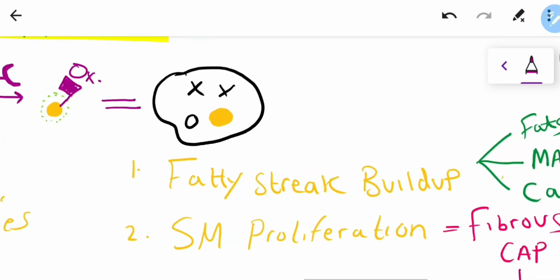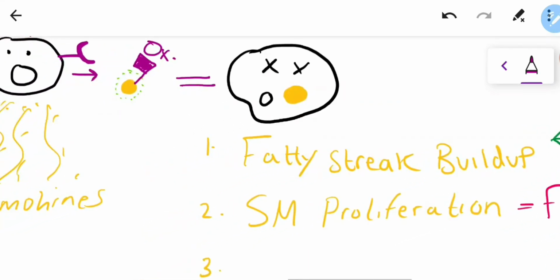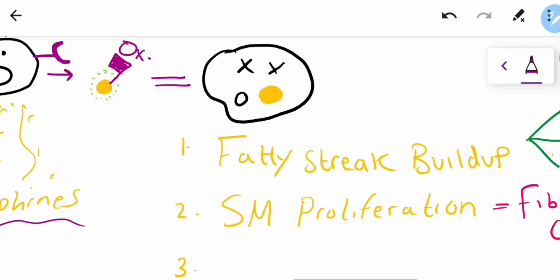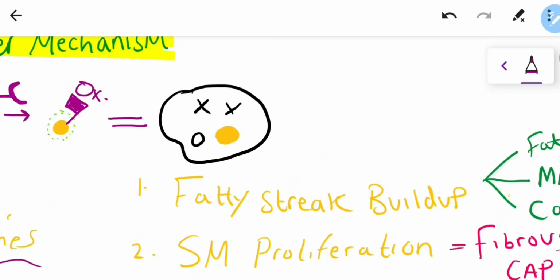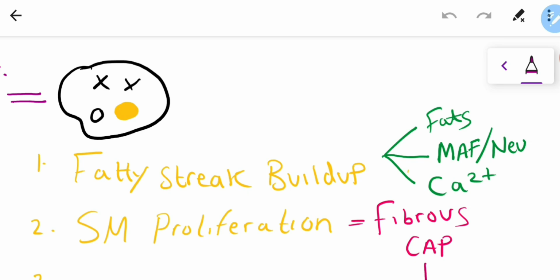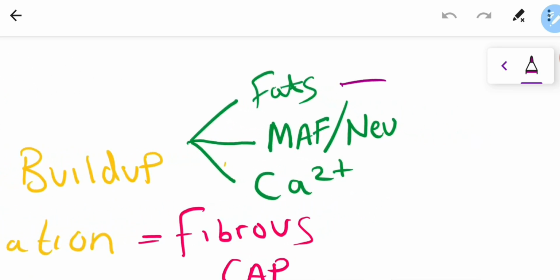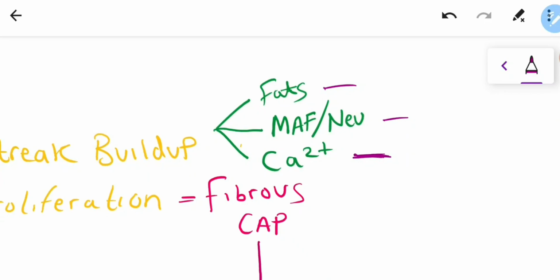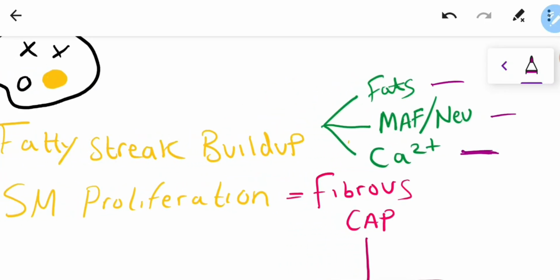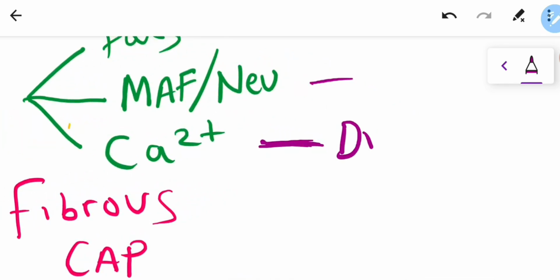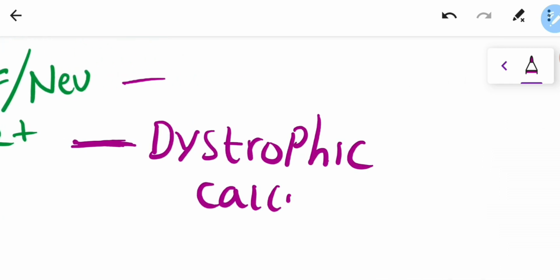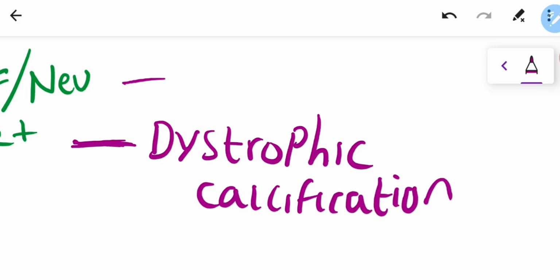Over time, more macrophages and other white blood cells come through chemokines, and there's just an accumulation of these dead macrophages and an accumulation of lipoproteins. So what do we have? An accumulation of fats, macrophages, neutrophils, and calcium. So you have calcium building up as well. Well, you can actually call this dystrophic calcification. Okay.